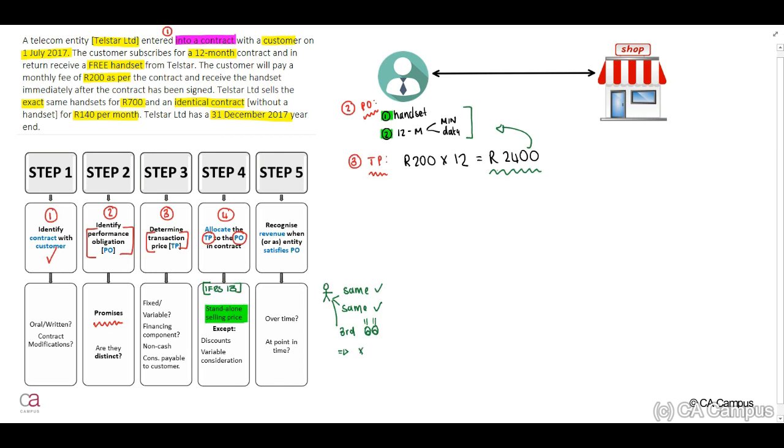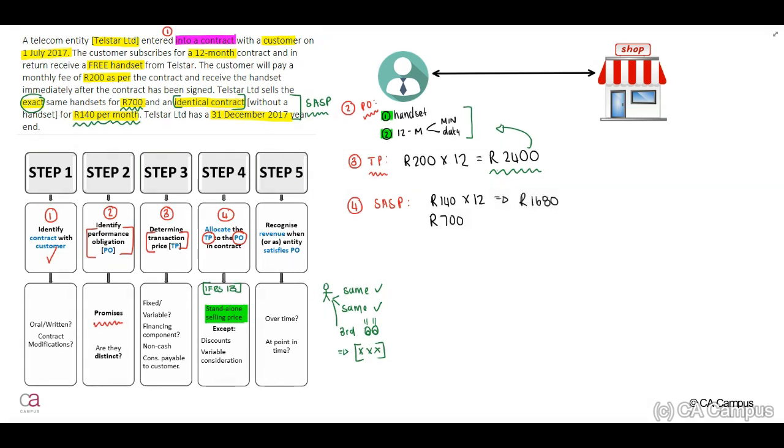That is the price that we can use as our standalone selling price. And they have indicated to us that the exact same handset can be sold for 700 Rand and an identical contract for 140 Rand per month. Therefore, our first step within step 4 will be to determine what is our standalone selling price. And this will be the 140 times 12 plus the 700.